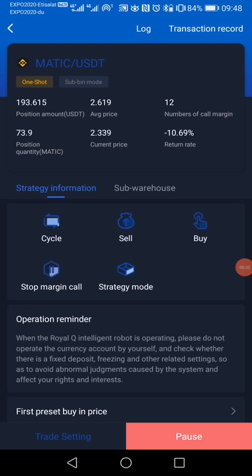Hello guys, welcome to today's series on the update on Royal Q trade settings. Today I will show you more secrets on Royal Q trade settings.